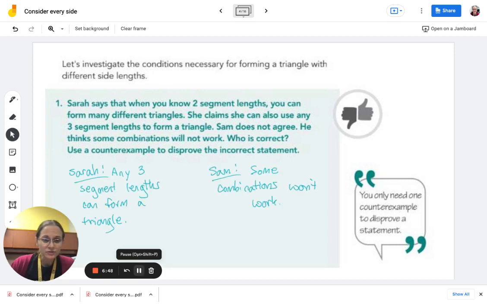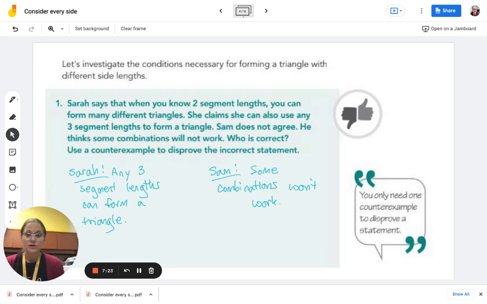So let's just review what each person in this scenario is saying. Sarah is essentially saying that any three segment lengths can form a triangle. Sam says there are some combinations that will not work. Your task right now is to decide who's right. Will any three segment lengths work? Could I just choose any three numbers and those could be the side lengths of a triangle? That is what Sarah says. Sam, on the other hand, says, no, Sarah. There are some side length combinations that will not work. You can't make a triangle out of those.